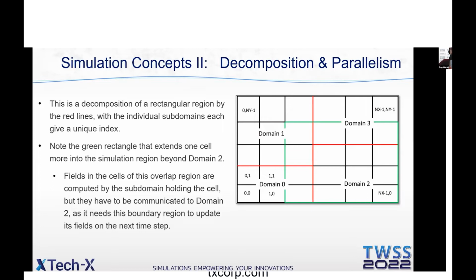What I really want to bring attention to is we're going to look at domain number 2 and the green rectangle that extends around it within the simulation region. We'll note that it extends one cell beyond the red lines for domain 2. The reason for this is that the field in each of the cells in this overlap region is computed by the subdomain which controls that cell. So in the case of the uppermost right corner of the green box, that cell is in domain 3. That field gets computed by domain 3, but the information of that field must be communicated to domain 2 because the cell just below the one I've been referring to, ny minus 2, nx minus 1, that field information is relevant to the field solve for the cells in domain 2.